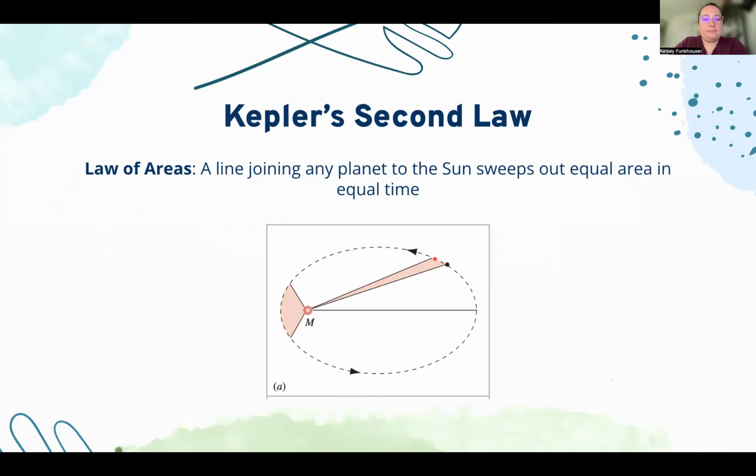This relationship is saying that the area of this shaded region is the same as this shaded region if those time intervals are the same. Really what it's saying is that a planet moves faster when it's closer to the sun and slower when it's farther away. And this comes from conservation of angular momentum. So let's take a look at that.